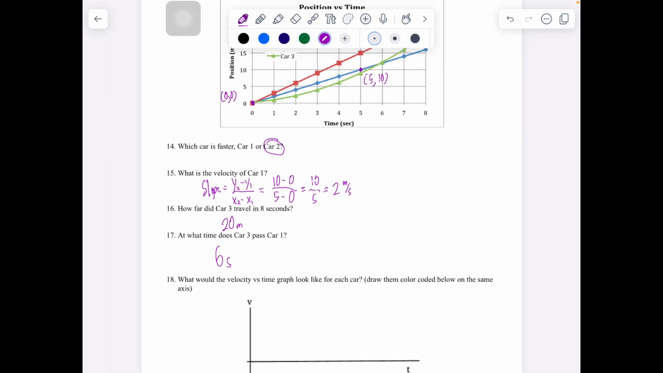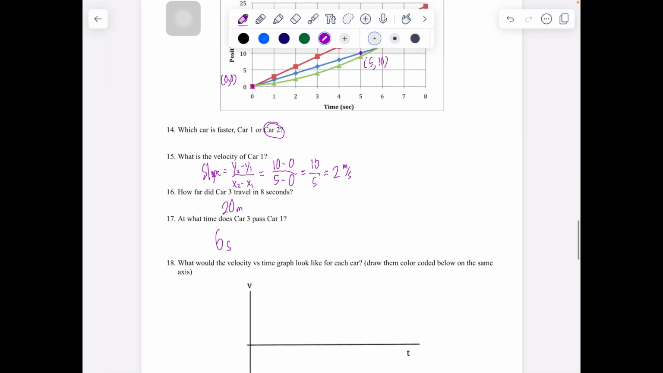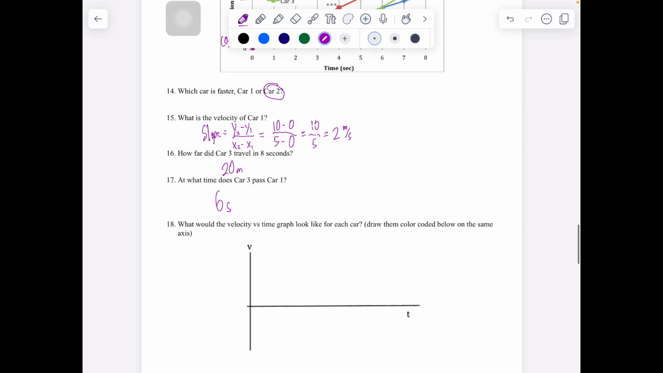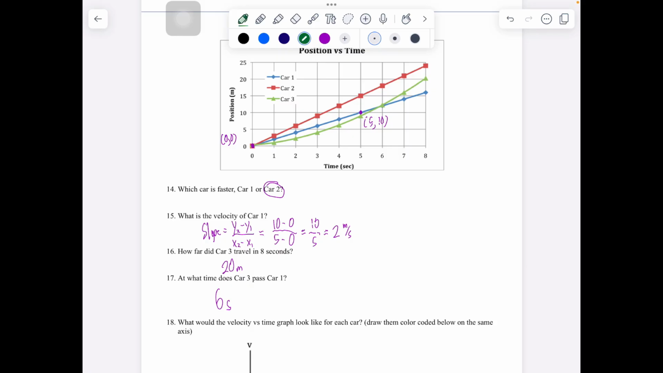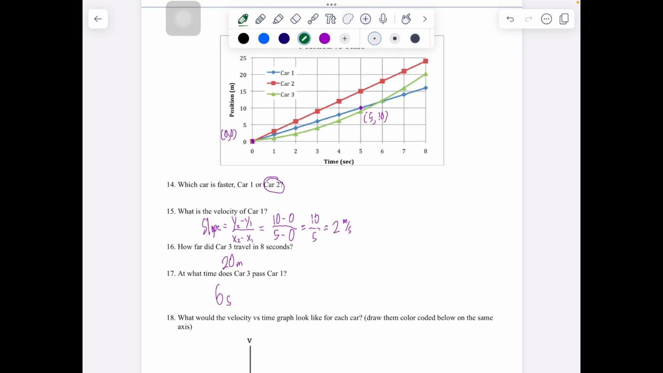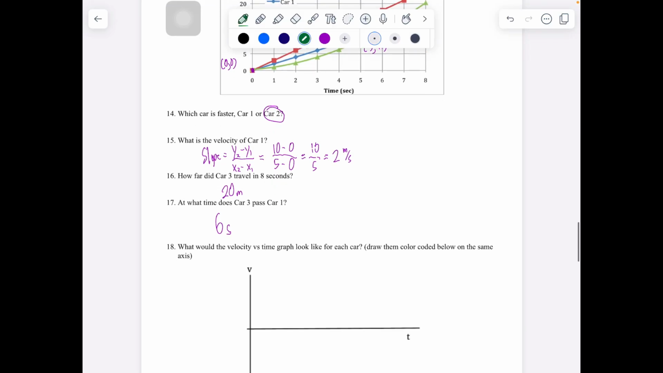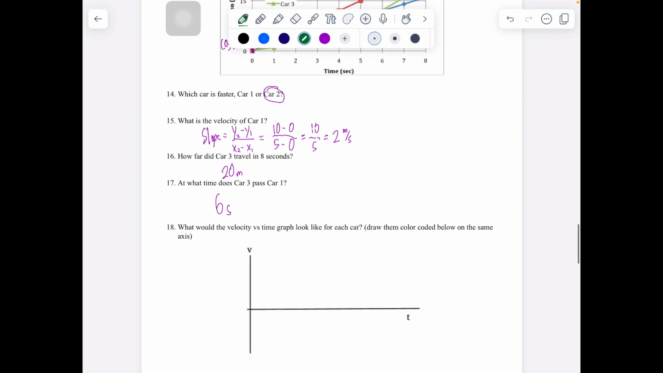What would the velocity time graph look like for each car? Draw them color-coded, okay? Let's see. I may have to find a red, but let's start off with the colors that I do have. I have this darker green. Let's do car 3. This position time graph shows us it is not a constant slope. The slope gets steeper. It's speeding up. It must be accelerating. So for green, we know that velocity is increasing as time goes on.